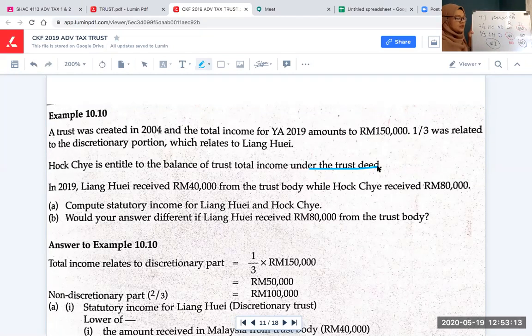So again, this is how you decide how much is the statutory income of the beneficiaries, because we have two types of trust, discretionary trust and non-discretionary trust. When you read the scenario, you have to identify whether it is discretionary or non-discretionary, because it will give you how much is paid by the trust and how much is the total income, or you have to compute the total income of the trust and then decide the statutory income of the beneficiaries. Is that clear?